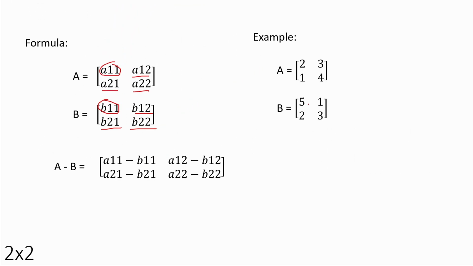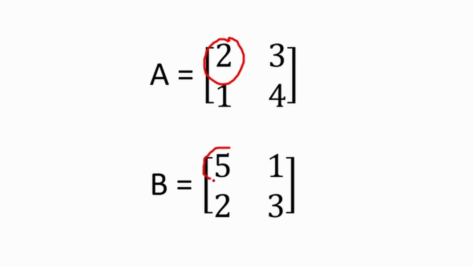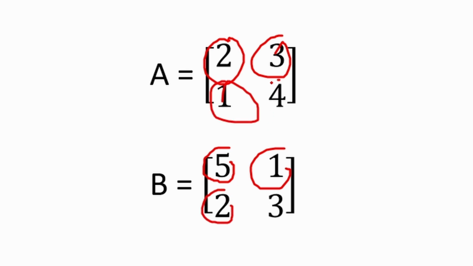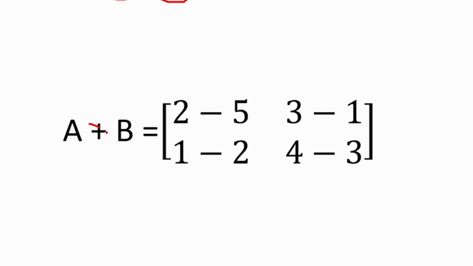Let's jump into the example. We have this matrix with this matrix right here, matrix A and B. To calculate it, all you need to do is just subtract this element and this element. So 2 minus 5 and 3 minus 1, 1 minus 2, 4 minus 3. Let's visualize it again. Oh, sorry, I think this is just minus. And then, yeah, that's the visualization.